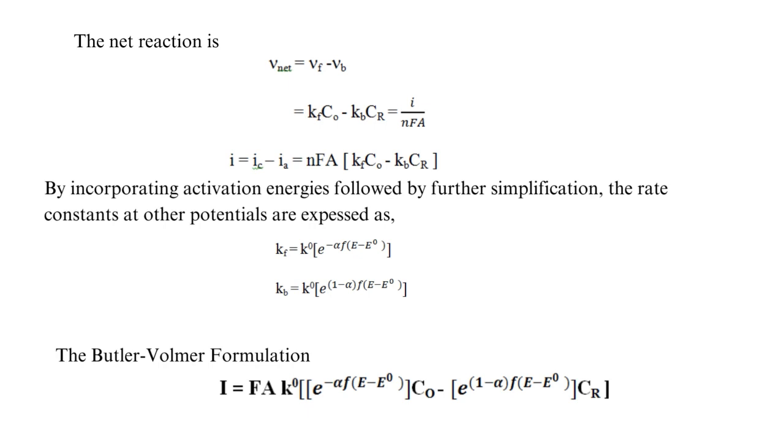So the net reaction will be the rate of forward reaction minus the rate of backward reaction. That is, i by nFA. And by incorporating the activation energies, followed by further simplification, the rate constant at other potentials is expressed as follows.